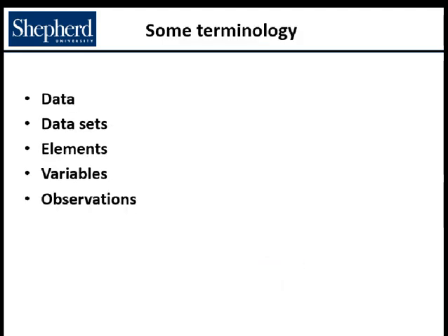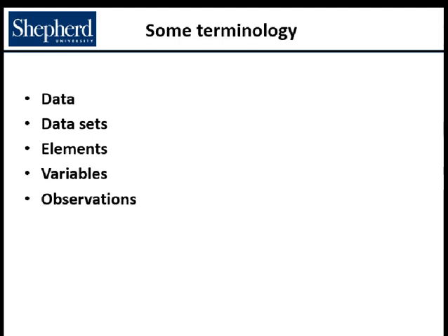Let's go over some terminology. Data are the facts and figures collected, analyzed, and summarized for presentation and interpretation. All the data collected in a particular study are referred to as the data set for the study. Elements are the entities on which the data are collected, and a variable is a characteristic of interest for the elements.